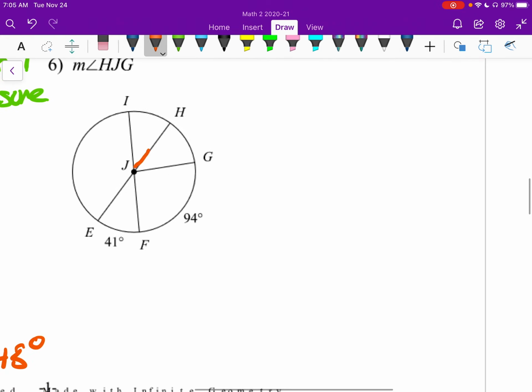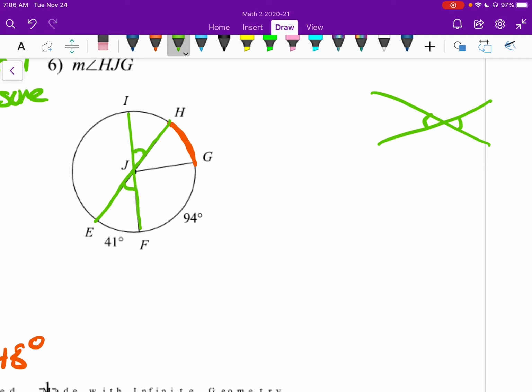HJG. HJG is right here. So how do I want to do this? I'm going to erase this. I'm just going to highlight the edge of it. Well, we can kind of see that here's a diameter, and here's a diameter. Vertical angles can come into play here. Remember vertical angles, anytime you have two lines, the opposite angles or the vertical angles are congruent. So this guy and this guy are congruent, which makes this up here 41 degrees.